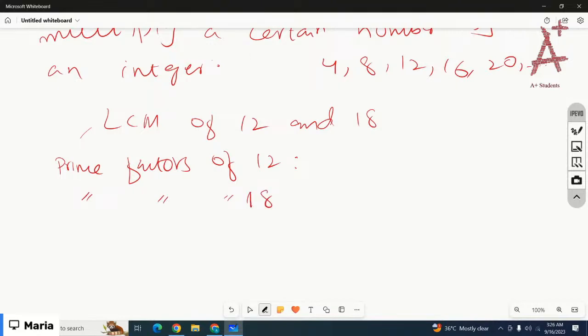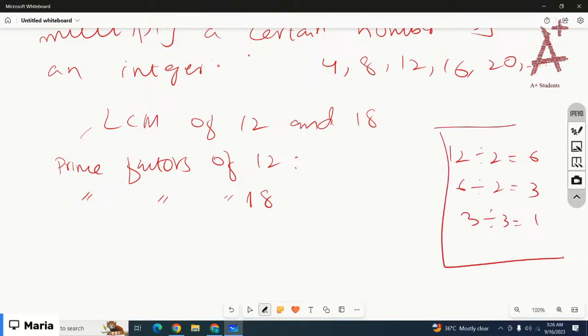The prime factors of 12: you have to divide 12 by the least prime number until you get 1. 12 divided by 2 is 6. 6 divided by 2 is 3. And 3 divided by 3 is 1. If you need more help with prime factorization, you can find the lesson on the channel that I did earlier this week, I think on Tuesday, right? Okay, so the prime factors of 12 are 2 times 2 times 3.